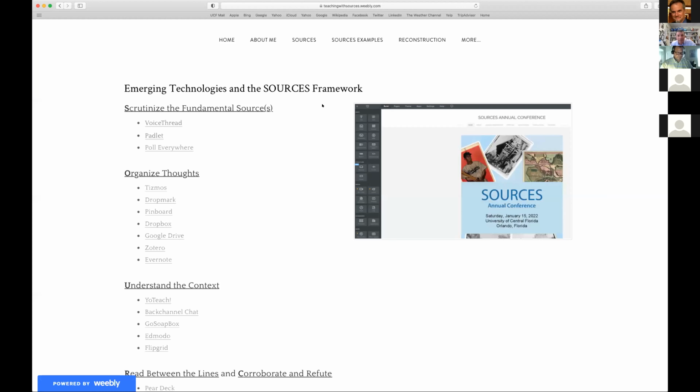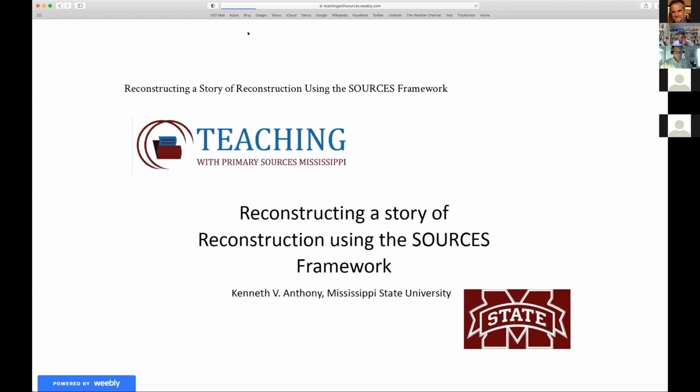Can I ask a question? Yep. Can you hear me? Oh, okay. So how do you integrate, okay, so we've been looking at a visual, which makes it a little easier. Have you done this with written text where that's the primary source they're looking at?